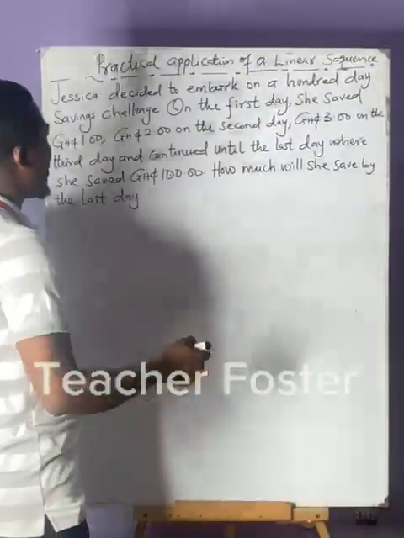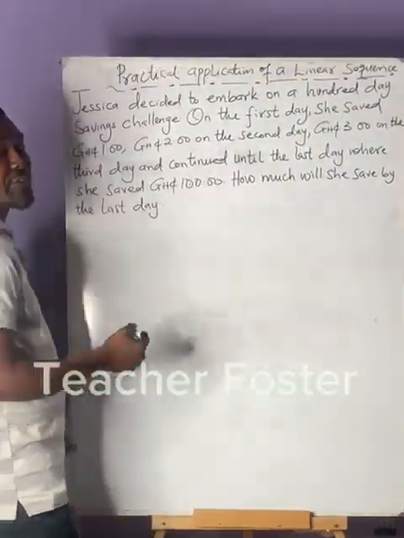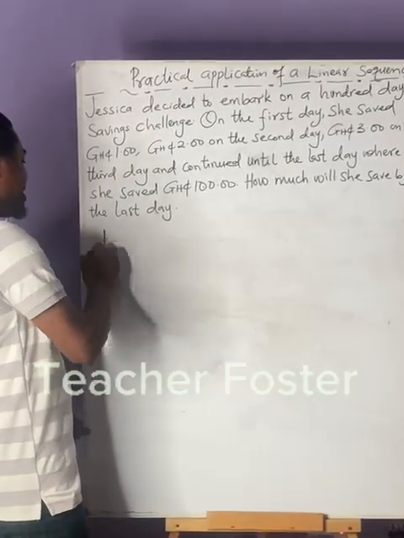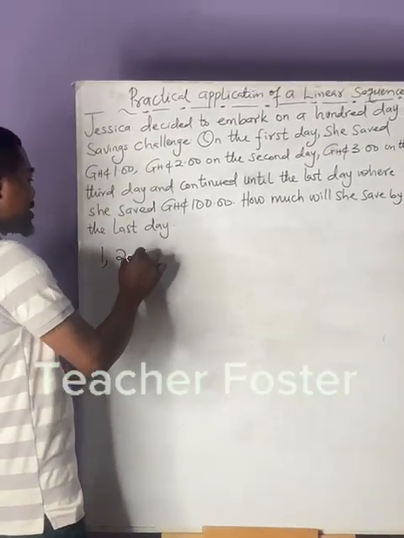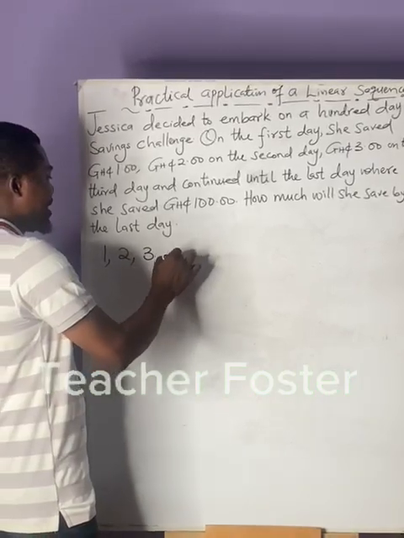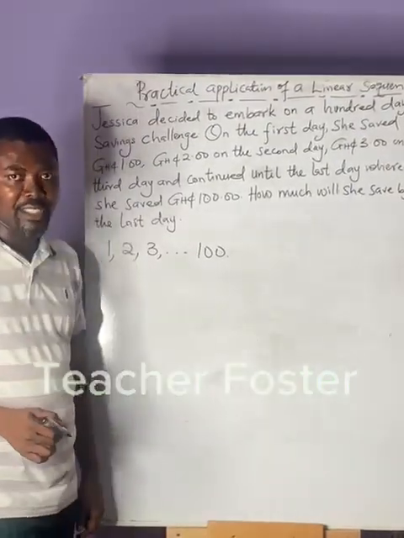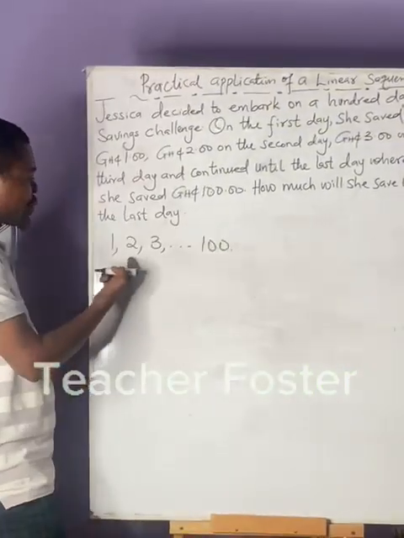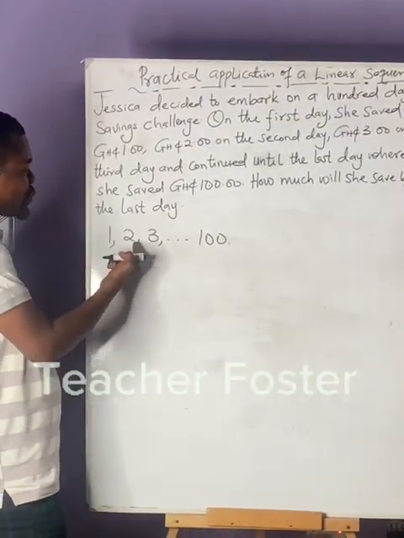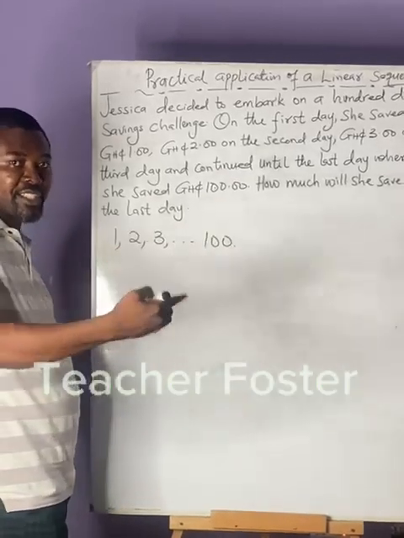Alright, now let's extract the information from the question. On the first day, she saved 1 CD, 2 CDs on the second day, 3 CDs on the third day, and continued up to the last day where she saved 100 CDs. Clearly, this is a linear sequence. We can see that the difference between the terms is 1 because every day she's saving 1 more.